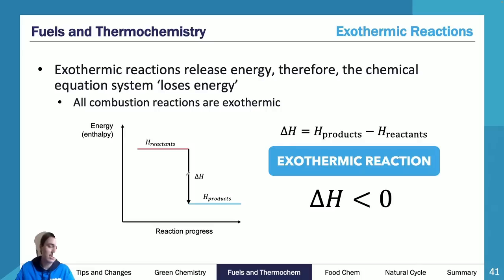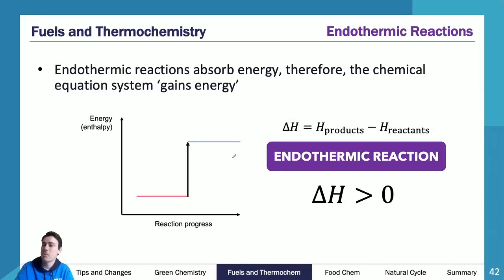This is our equation for delta H. It's our products take our reactants. Because our reactants have more energy than our products, we're going to end up with a negative value. So delta H is always less than 0 if it's an exothermic reaction. Now for endothermic reactions, it's the opposite. Because the products here have more energy than the reactants, the products take the reactants, it'll be a positive number, so you need to put a positive symbol out the front, and you get delta H is greater than 0.